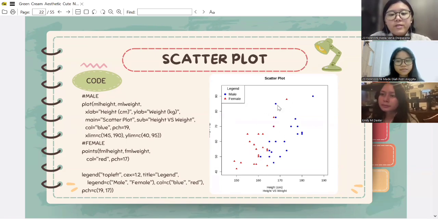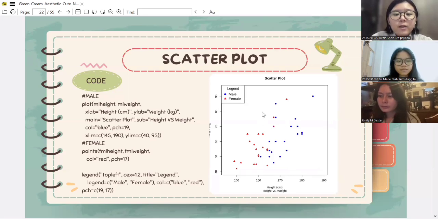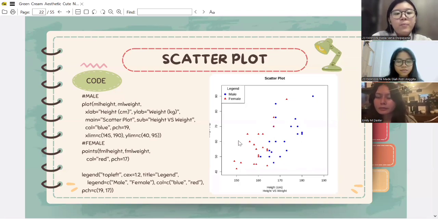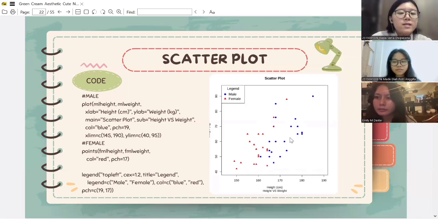Now if we observe this graph, we can see that as height increases, the weight generally increases. And this happens for both genders. This is showing that there's a positive correlation between height and weight for both genders. And as you can see, the female data is more clustered than the male ones, especially at the mid-range heights. The male data have greater spread in weight, especially at taller heights.